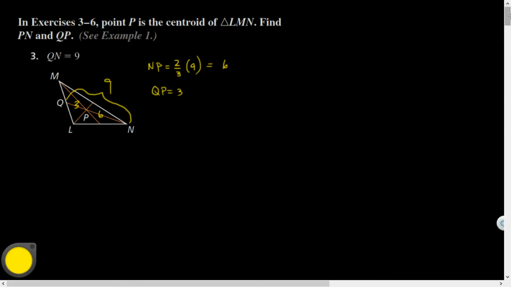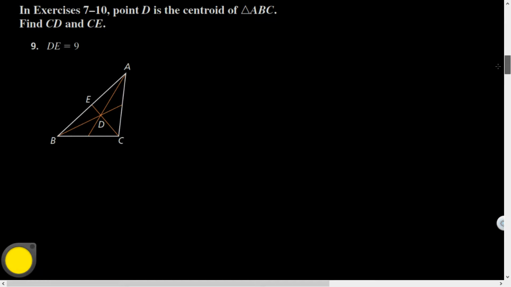Not bad, right? All right, let's take a look at this one here. It says point D is the centroid of triangle ABC. So here they said if DE is 9, they want us to find CD and CE. What are your thoughts on that? How could I do that? Well, if this is 1/3 of the median and the other one is 2/3 of the median, CD is just going to be twice as long. So that's 18.